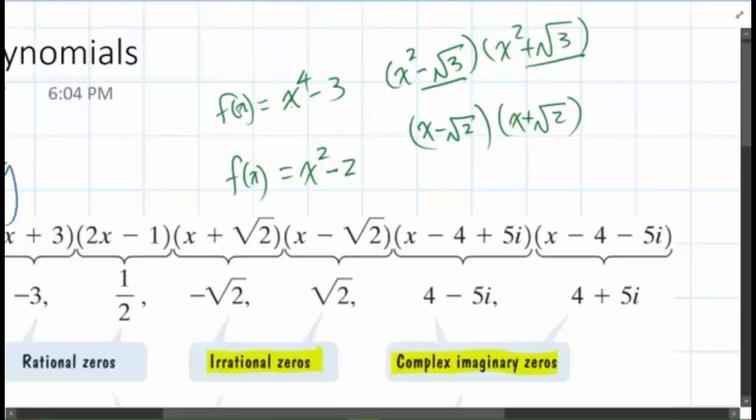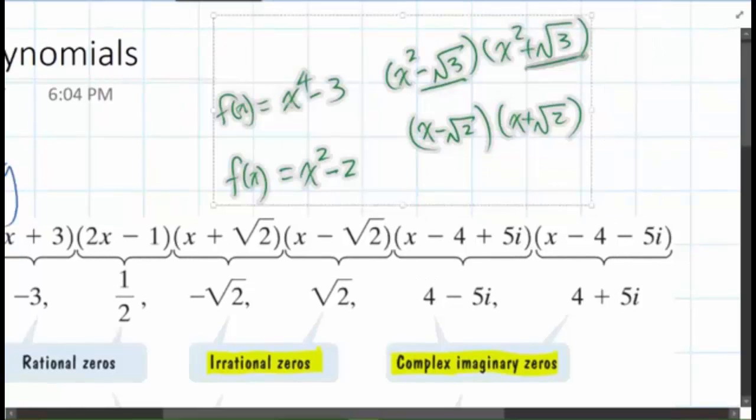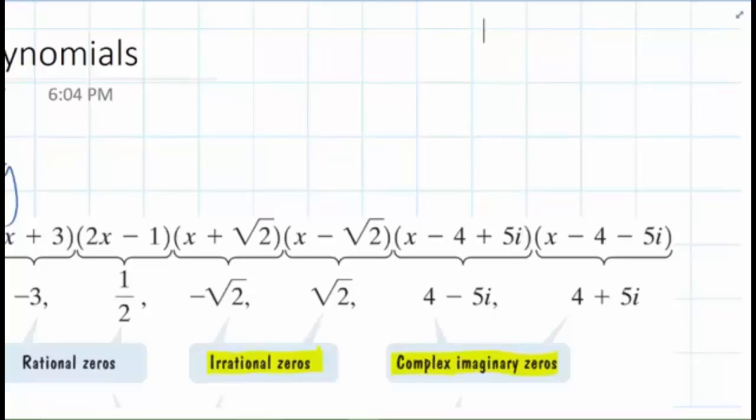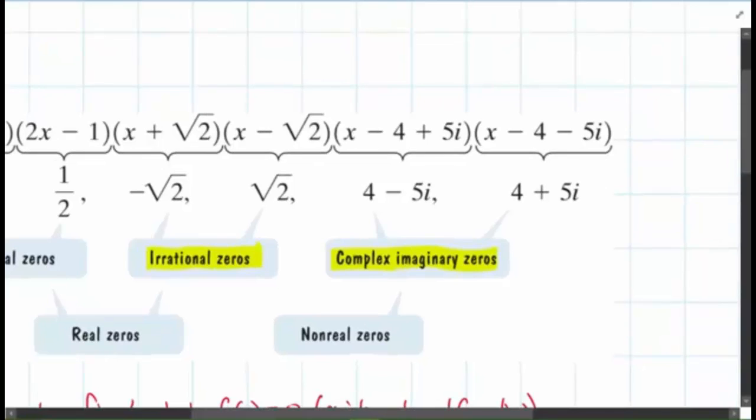They have to come in pairs because they come from a rational number, and because of a difference of 2 squares or some difference of 2 cubes. Because of that, it's going to transform into irrational zeros. So now we've covered irrational zeros. What about complex imaginary? It works the same way.